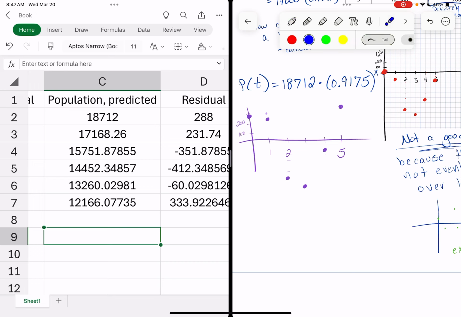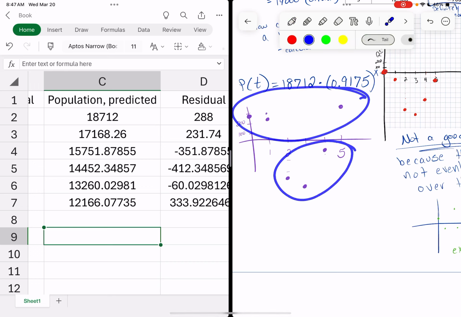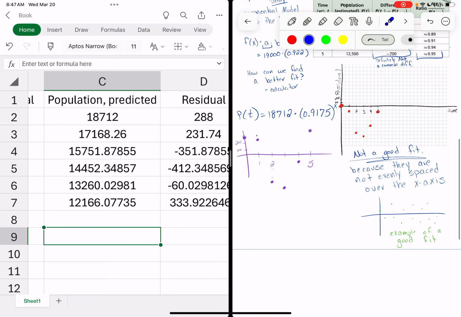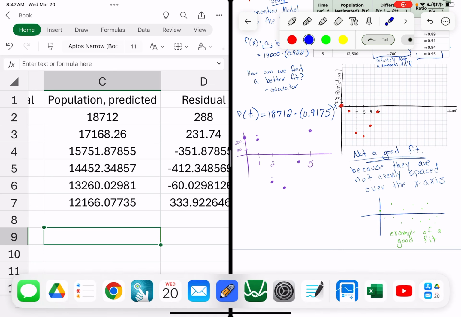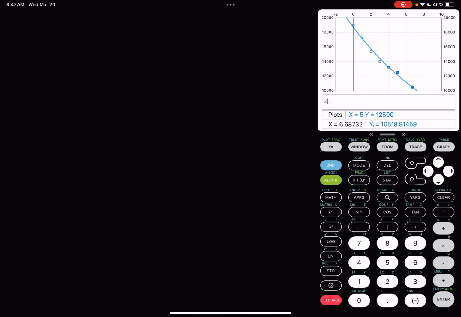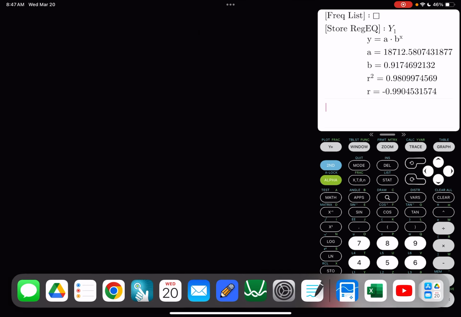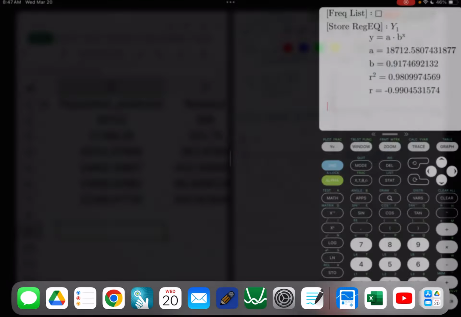How many? We have 3 plots above, 3 plots below, and they're close-ish to the same distance above and below. Much better residual plot, much better fit. And even looking at our calculator, we can look at that R value. The R is 0.99, and the R squared is 0.98. Again, the closer to 1 or negative 1 that is, the better the fit.